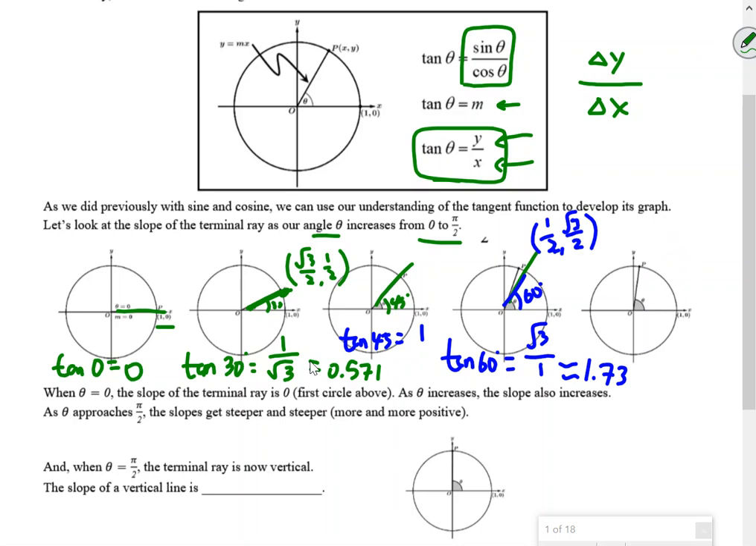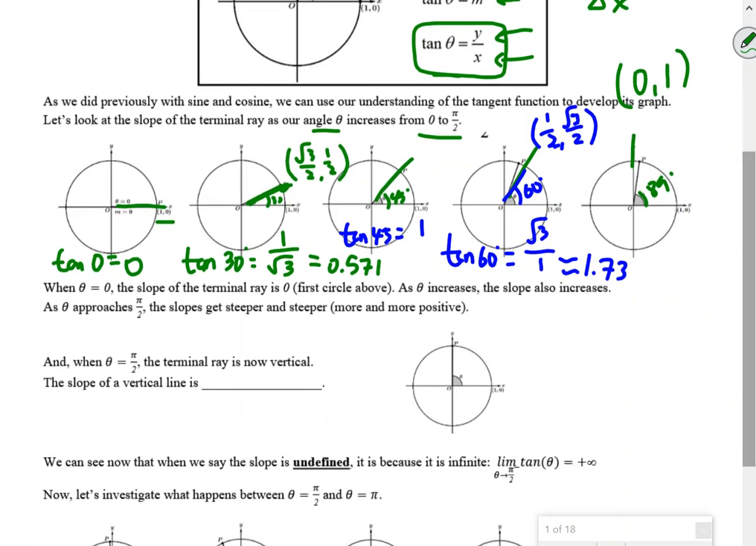This last one is a little bit less than 90 degrees. So let's say this is 89 degrees. Getting really close to 0.1. 0.1 is an ordered pair for pi over 2 or 90 degrees.